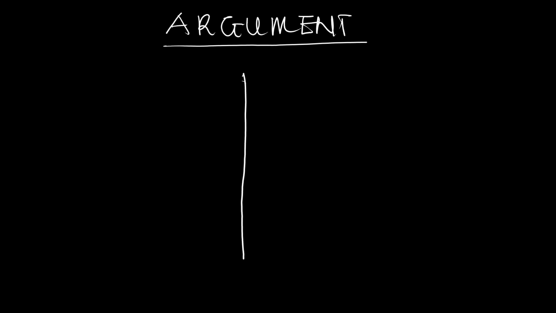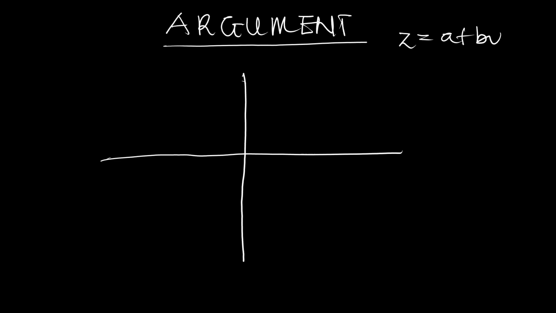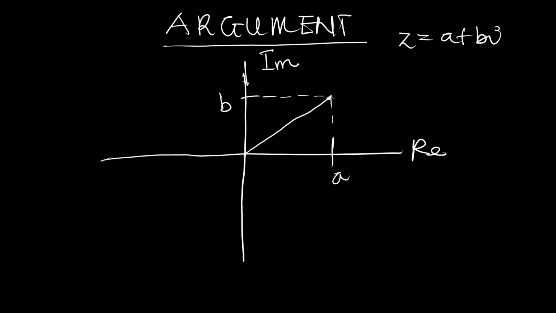So let me use the complex number z equals a plus bi again here. Here we have the imaginary axis and the real axis, and we're going to have a, b. So this is the modulus of z, right? So this angle here is what we call the argument, because it is the angle between the modulus, or the line representing the complex number, and the positive real axis. This is the positive real axis.